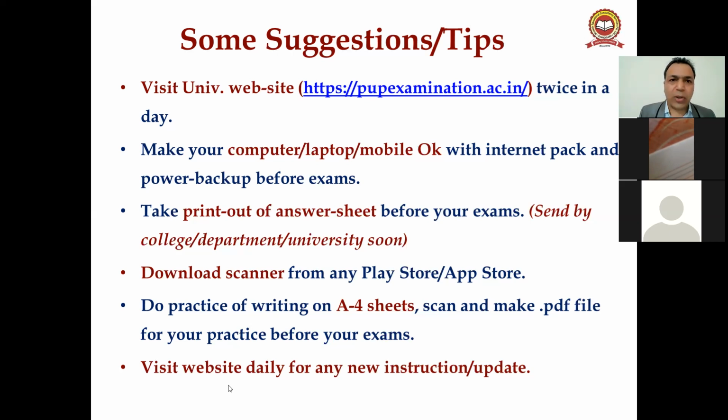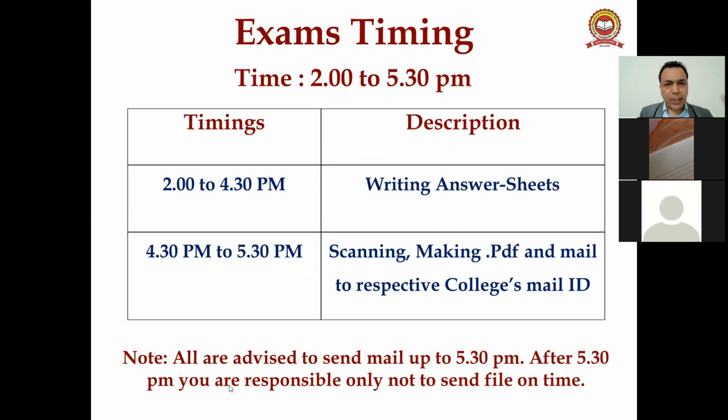On the last slide, we talk about the bifurcation of your time, the division of your time. Your exam timing is 2 to 5:30, which is written on your date sheet. I think you have all downloaded the date sheet from the university website. So from 2 to 5:30, you have to write your paper. First, 2 to 4:30, that is 2.5 hours, right?